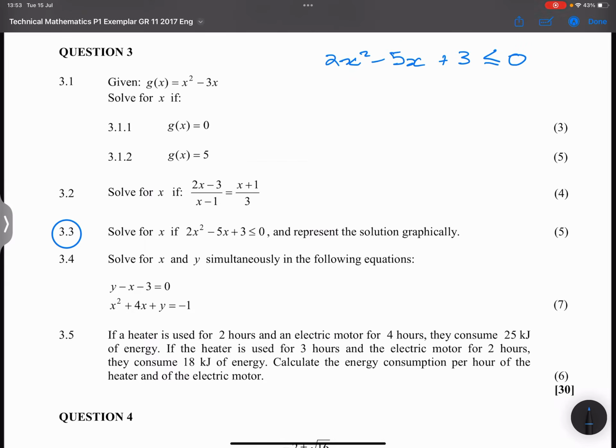So we're looking at inequalities. We've got 2x squared minus 5x plus 3 is less than or equal to 0. The first thing, whenever we are looking at inequalities, we need to identify the critical values.